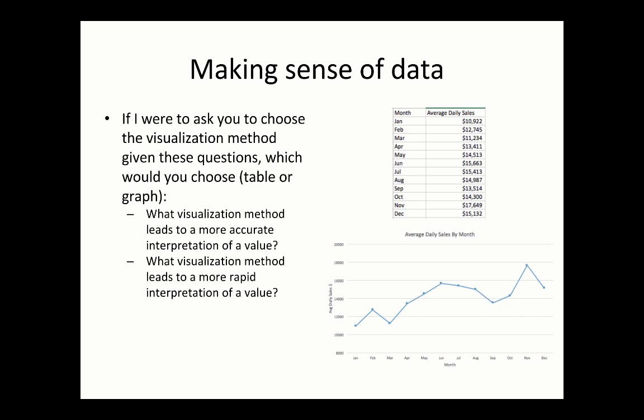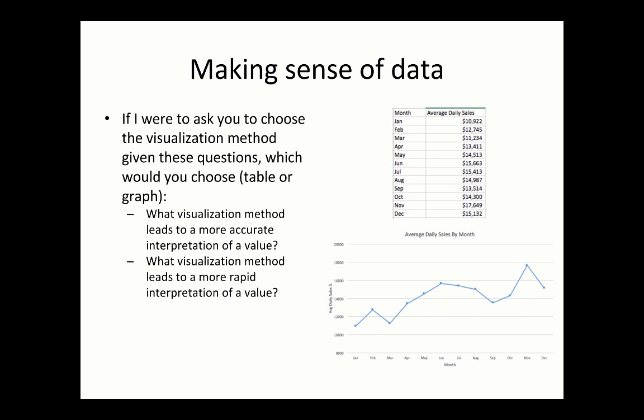Let's look at the second question again. What visualization method leads to a more rapid interpretation of a value? Now consider this for a moment. If you had to choose the month with the highest average daily sales, and you attempted to do this with the table, how would you do that? Again, let's walk through the steps. First, you would have to go through the list of values one by one in the table and rank the values in your head. This is incredibly difficult to do.